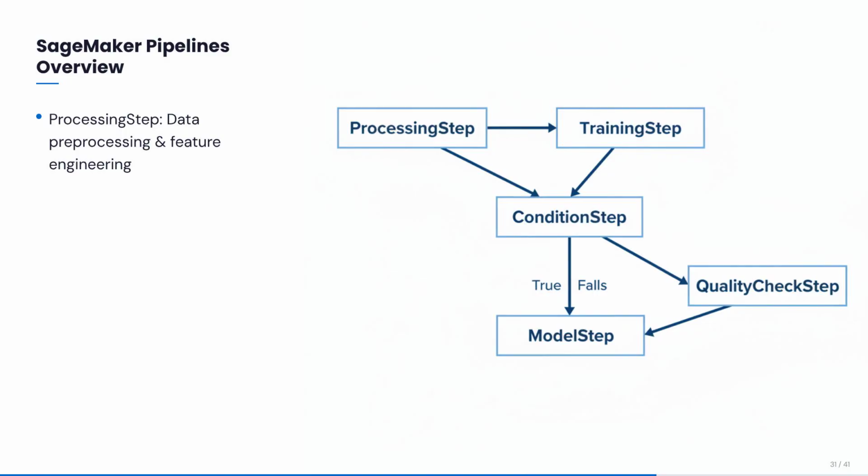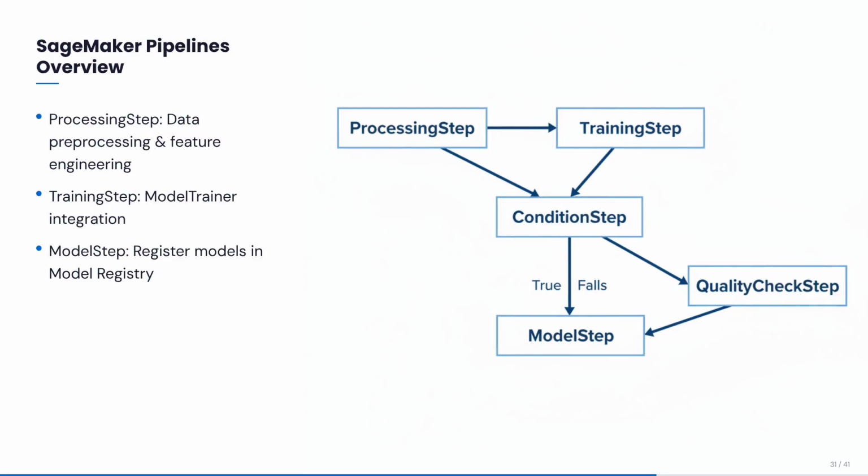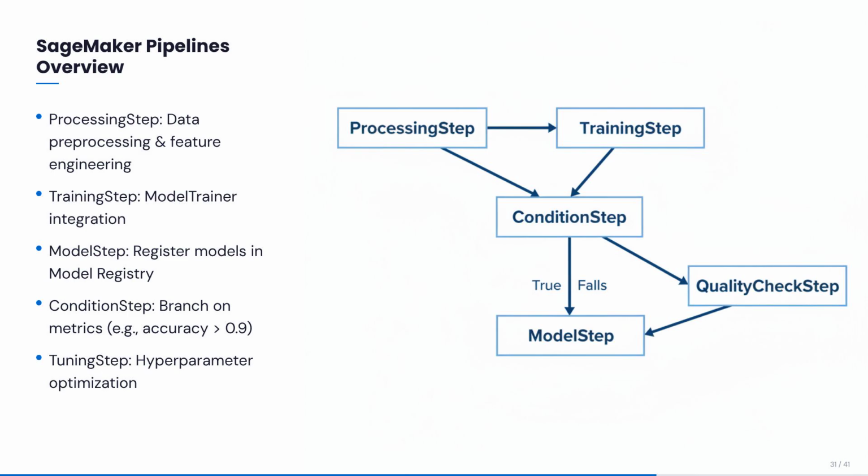Processing step handles data preprocessing and feature engineering. Training step runs your model trainer with the new V3 API. Model step registers trained models in the model registry. Condition step enables conditional branching based on metrics. Tuning step runs hyperparameter tuning jobs. And quality check step validates data and model quality automatically.